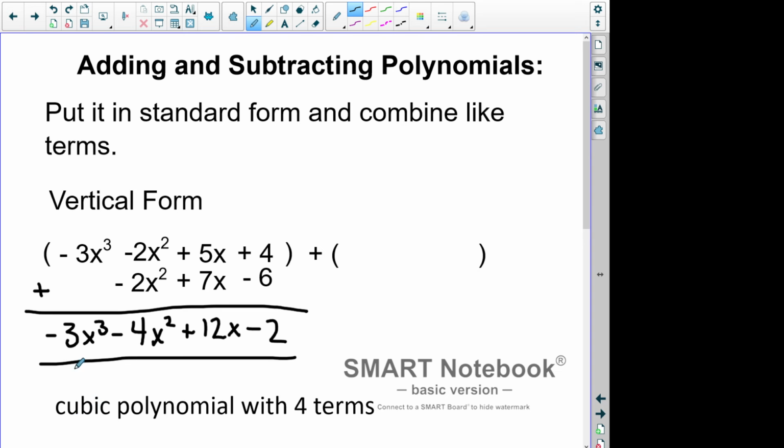If we were asked to name this, this would be cubic, so degree 3, and it's a polynomial with 4 terms. So we have a cubic polynomial with 4 terms. The leading coefficient here would be negative 3.